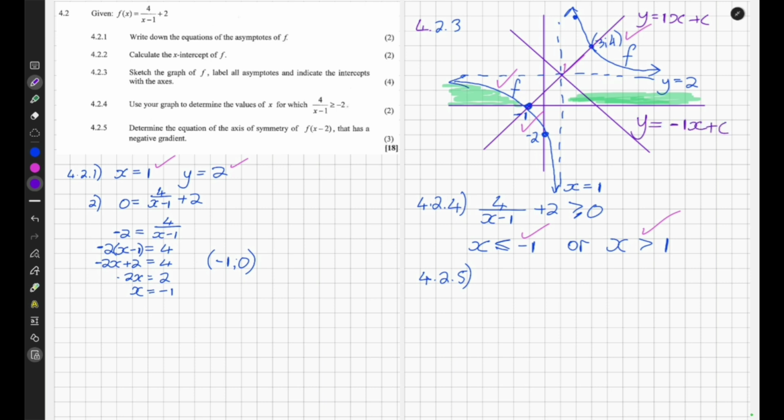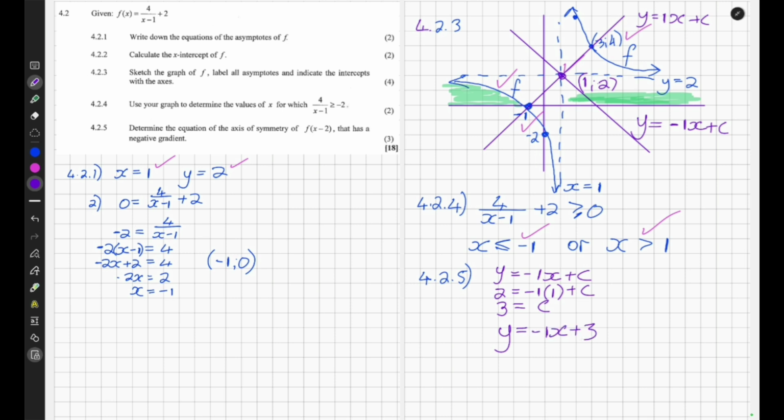Now very easy, I am just going to sub in the cross of the asymptotes. I know that coordinate was (1; 2). I sub that into x and y, and that is how I find c. So y equals minus 1x plus c. I can rewrite this as 2 equals minus 1 times 1 plus c, and therefore this c value would be 3. So to answer their question, the axis of symmetry with a negative gradient is y equals minus 1x plus 3.